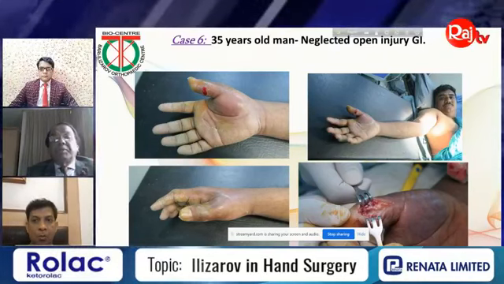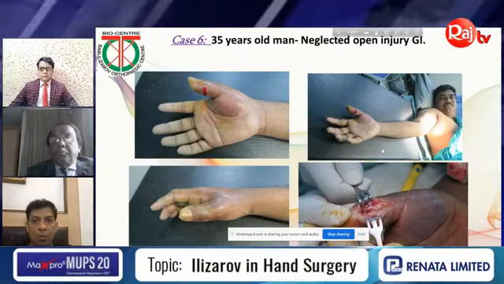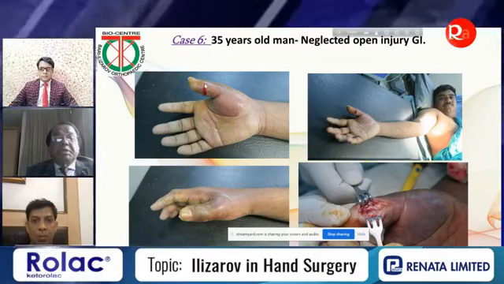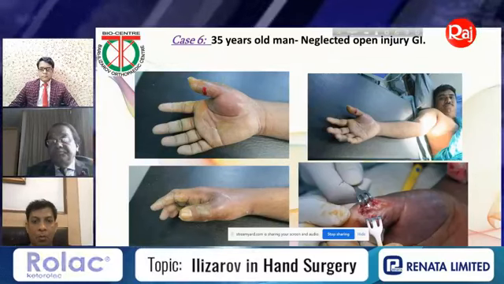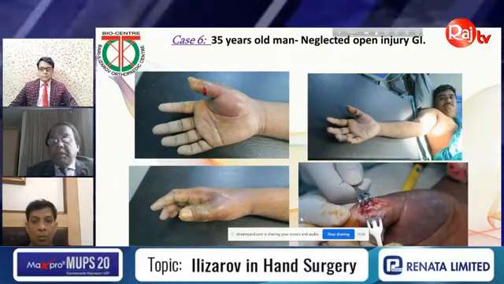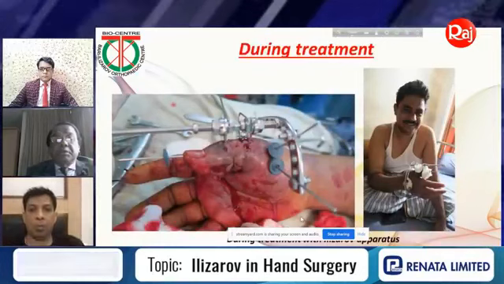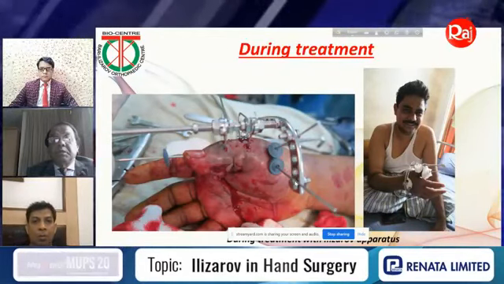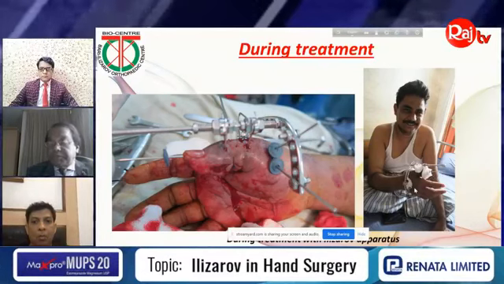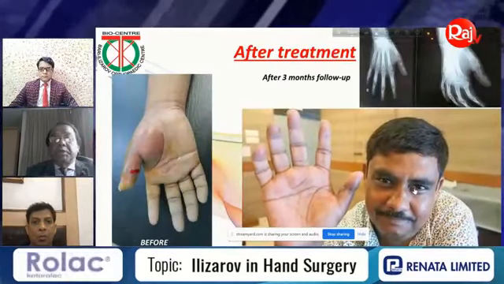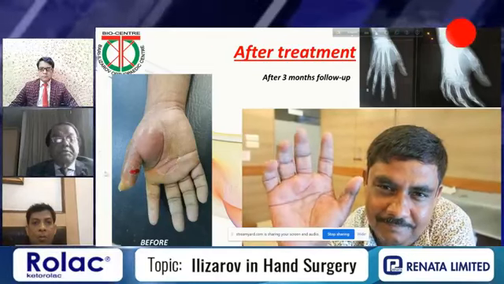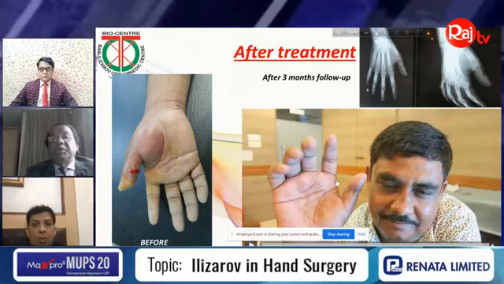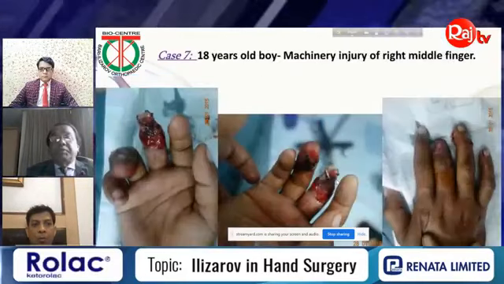So this is a 35 years old man, neglected open injury. You can see the swelling. You can see here with infection. Then what I did, just see, I put the fixator with mini Ilizarov here, and here you can see this is the fixation, and then look at this, from that situation to this situation, patient is happy, and it is only a follow-up after 3 months.